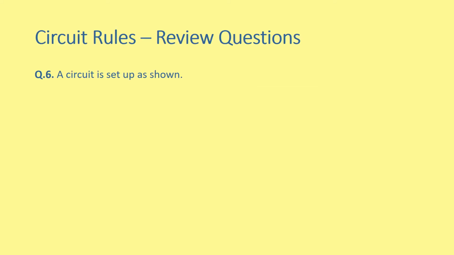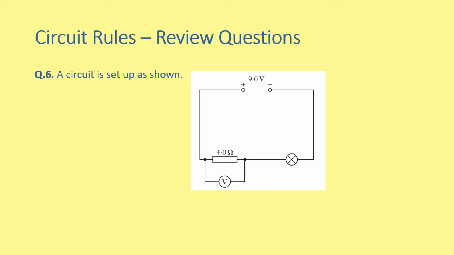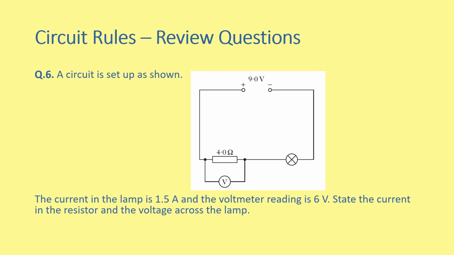Question 6. A circuit is set up as shown. We can see that this is a series circuit. We're told the current in the lamp is 1.5 amperes and the voltmeter reading is 6 volts. State the current in the resistor and the voltage across the lamp. Well, because it's a series circuit, the current's the same at all points, so the current in the resistor, I for the resistor, is going to be equal to 1.5 amperes. The voltage across the lamp is going to be equal to the voltage supply take away the voltage across the resistor, which is 9 minus 6, giving us 3 volts.